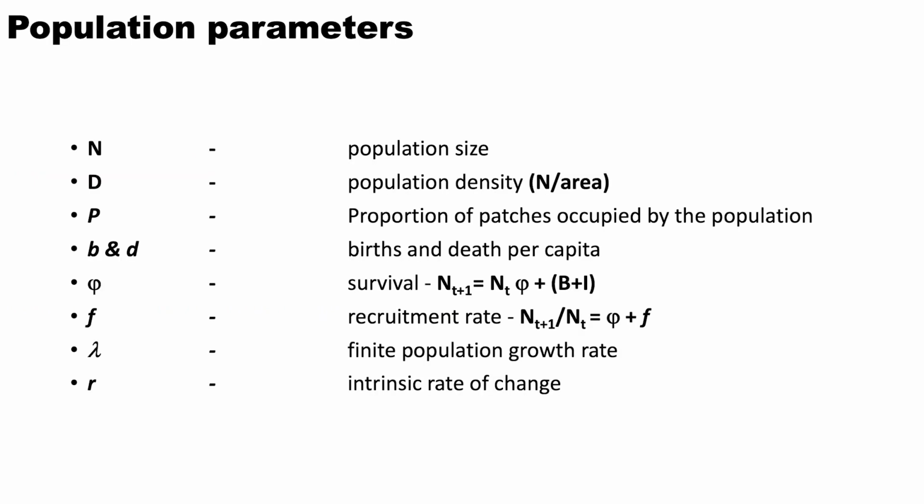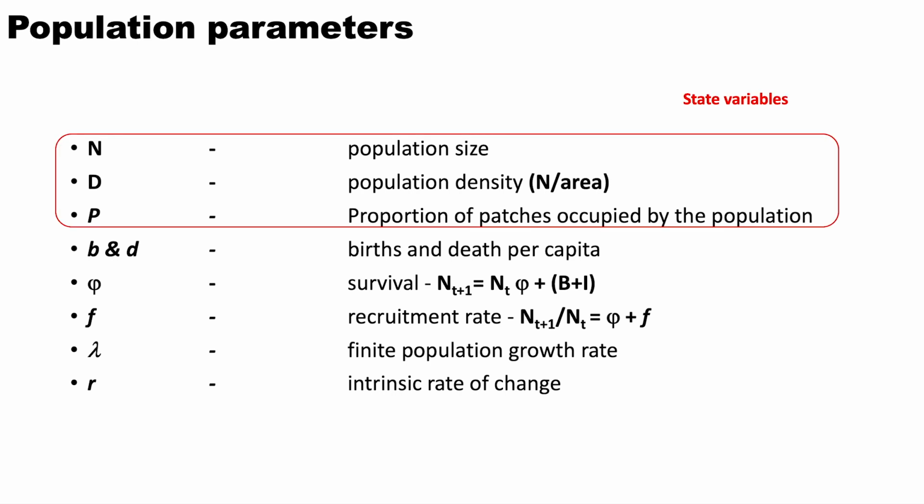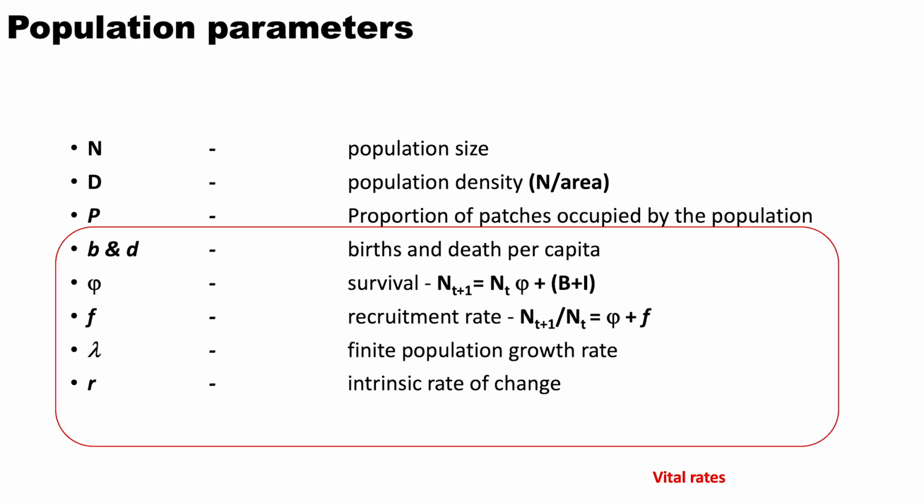These are the terms we looked at in all those equations. You have population size, the density, then you have proportion of, we didn't look at that. I'm sorry, ignore that. Then we looked at the births and deaths per capita. Then we looked at survival, right? Recruitment rate, finite population growth rate, and intrinsic rate of change, R. So of these, the first two terms in our case are known as state variables, okay? And the rest of them are known as vital rates, okay?